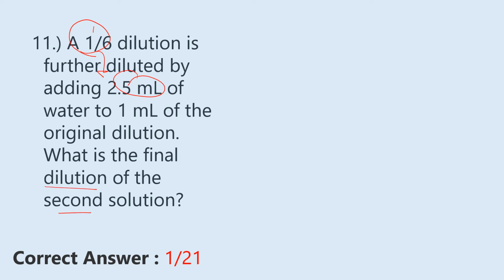So now, let us start by solving for the dilution of the second tube, or of the second solution. So dilution is equal to the volume of the solute over the total volume of the solution. So the volume of solute is how much? 1 ml.